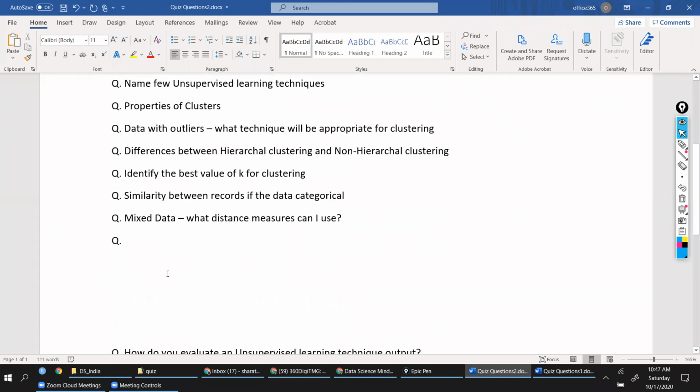What happens if I use standardization, and what happens if I use normalization? Will my clusters be the same if I use standardization techniques and normalization techniques on the original data? Will my clusters be the same?